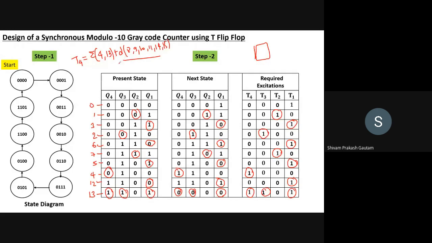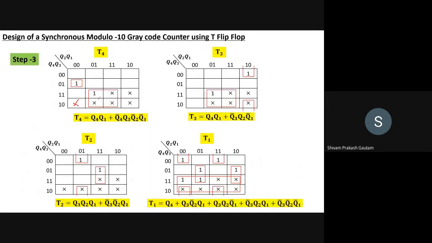And 4 and 13 are 1. So at 4 and 13, this table is clear to you? So there is one missing don't care, right? So I have added it. If I add this as well, there will be no change in the equation, you can see. So this is an isolated cell, and we have marked it here. So this will be Q4 bar, Q3, Q2 bar, Q1. So this is, you can see, Q4 bar, Q3, Q2 bar, Q1.